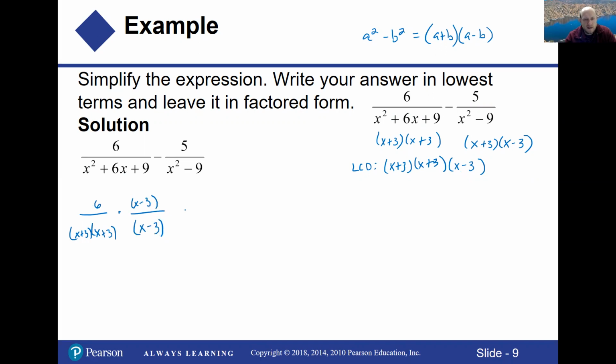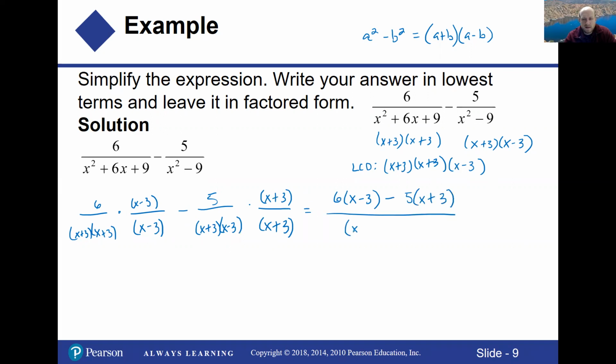Okay. And then in this one, 5 over, again, I'm going to write the original denominator in factored form. So that x squared minus 9 is x plus 3 times x minus 3. What factor am I missing in the denominator? Well, I'm missing an x plus 3. Okay, so now I'm going to write this as one single expression. So I'm going to have 6 times x minus 3 minus, keep this sign, 5 times x plus 3, all over that LCD.